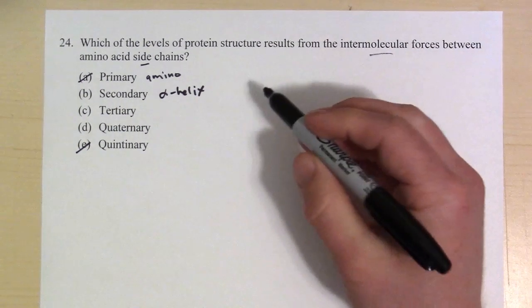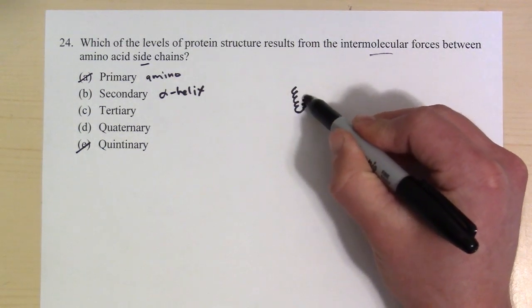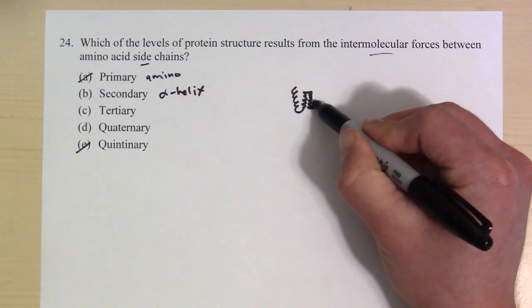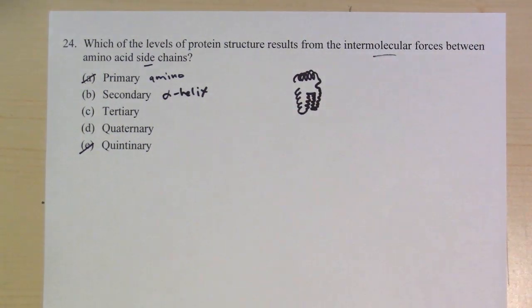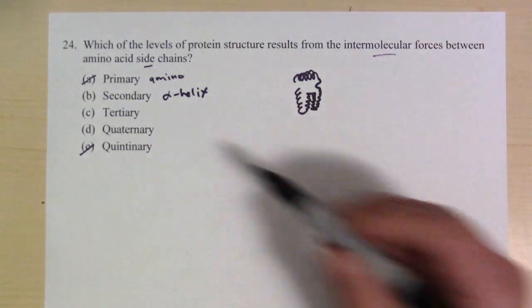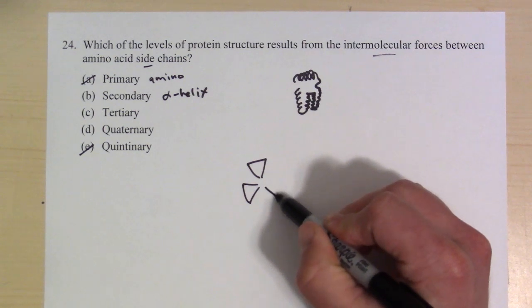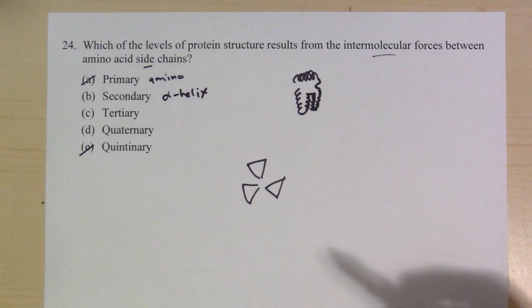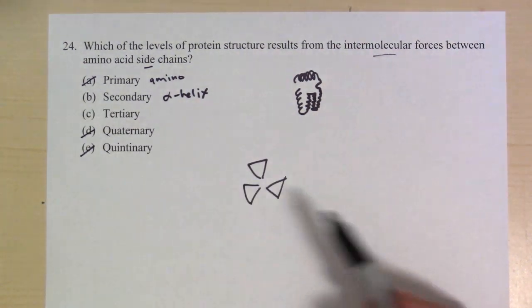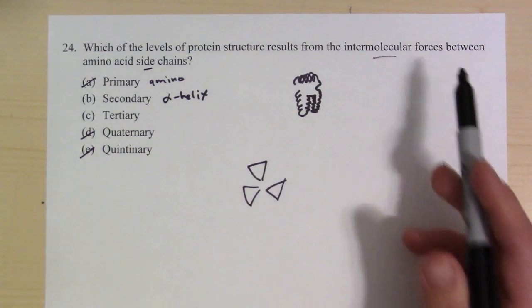Tertiary was the overall larger structure of our protein. This is just the simple little protein that I drew here, so that would be represented by tertiary. And quaternary was when I said you had multiple of some sort of a tertiary unit. So quaternary we can pretty much rule out. Those are not combined as the result of intermolecular forces between the side chains.